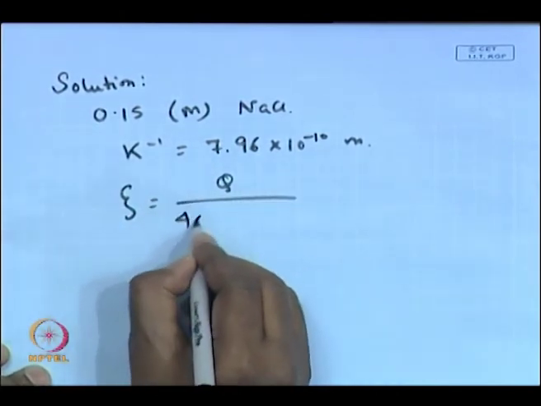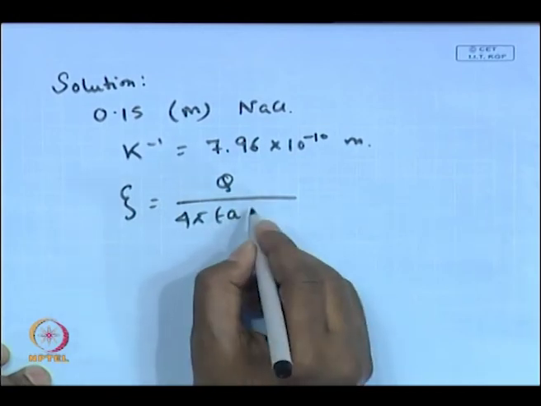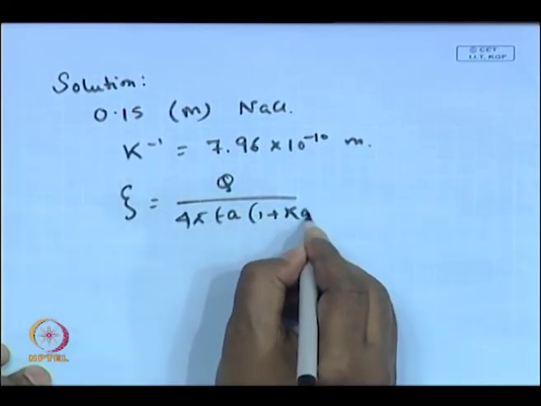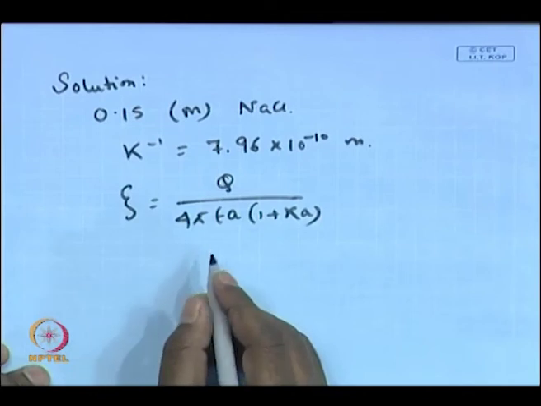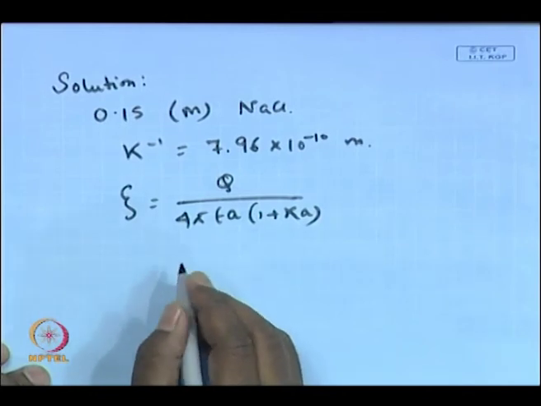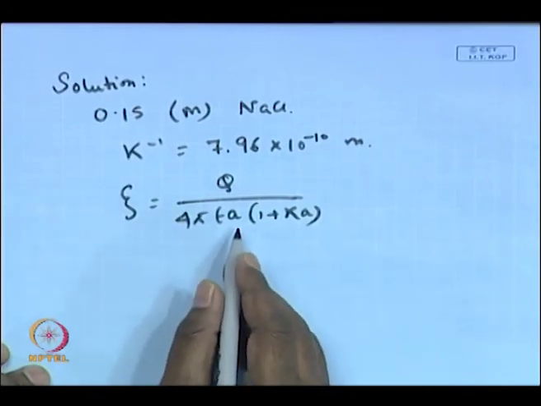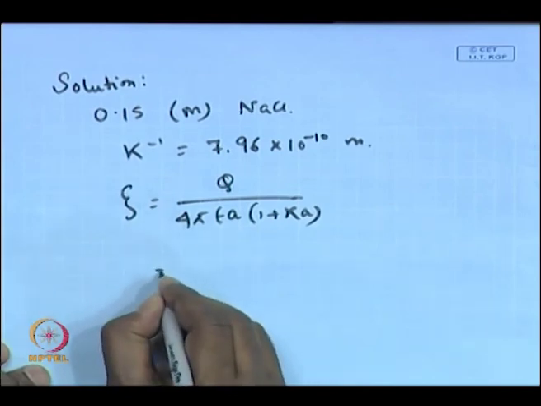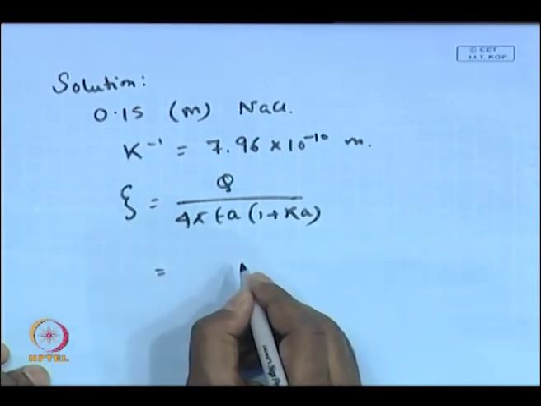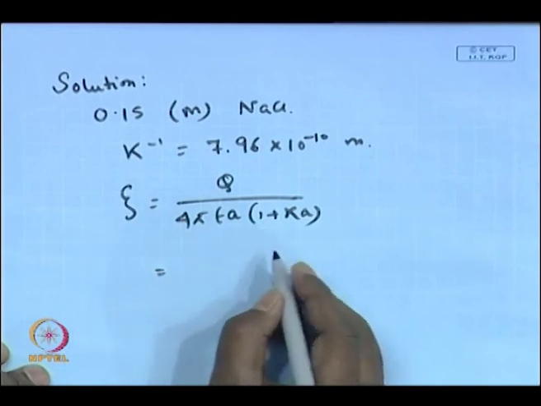So, you can find out the value of zeta, that is the zeta potential, is Q divided by 4 pi epsilon A into 1 plus kappa A. The surface charge is given, that is 20 times E. And A is also given, that is 2 nanometer. So, 2 into 10 to the power minus 9.